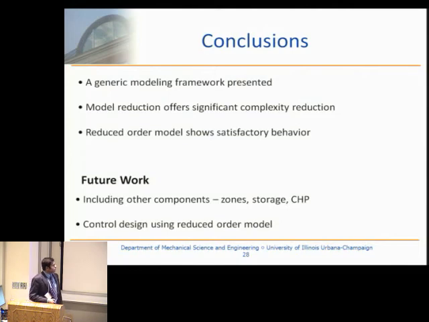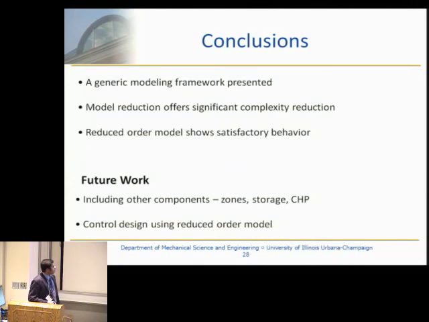So this is the presentation of the model, and the next step that we would like to take is control design based on that. Actually, we have already designed some controllers based on the model, and we see some significant improvements over the baseline when it comes to the performance of those controllers.